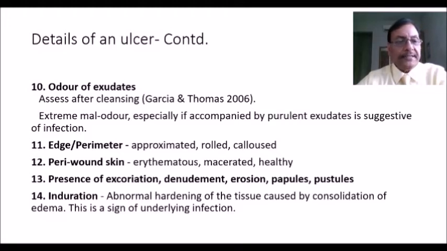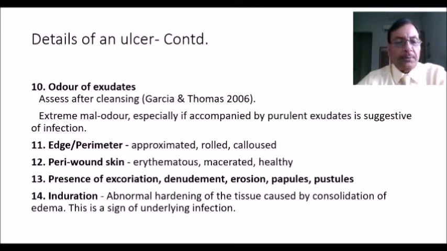What is the edge or the perimeter of the ulcer? Is it approximated, rolled, or calloused? Peri-wound skin for erythema or maceration is to be noted, or is it healthy? Presence of excoriation, denudement, erosion, papules or pustules around the skin, and also induration around the ulcer is to be noted.